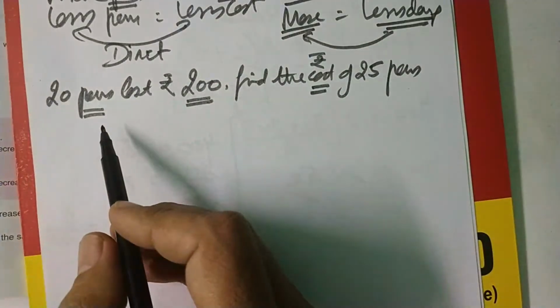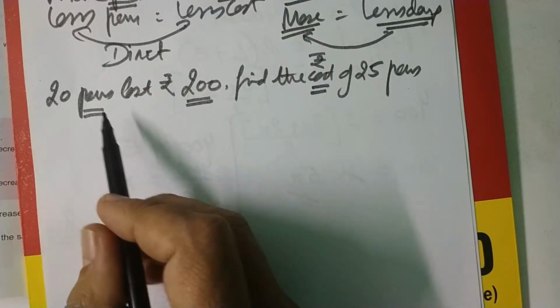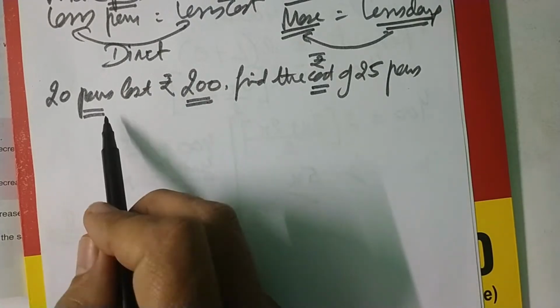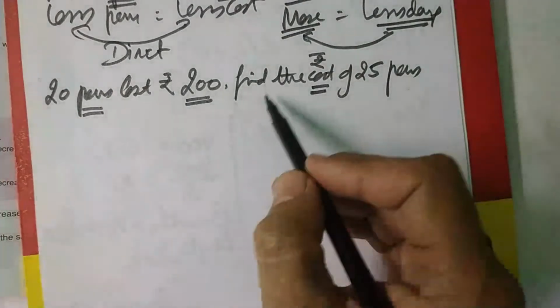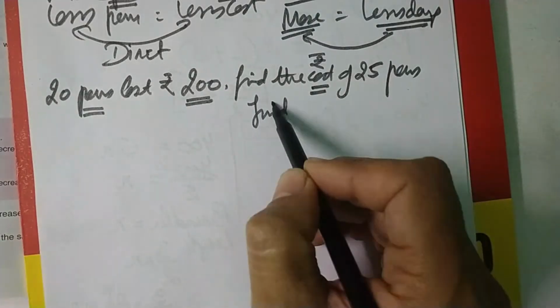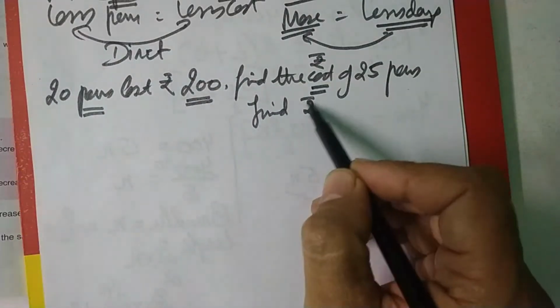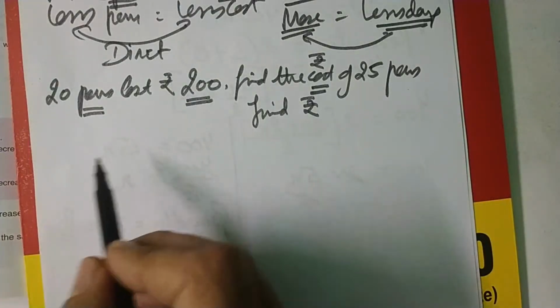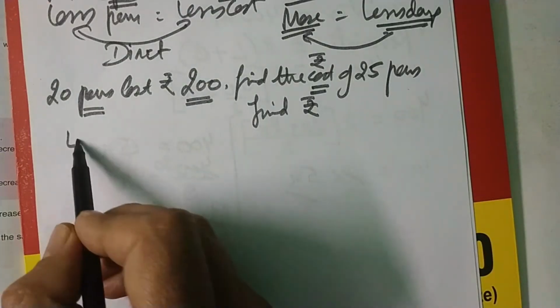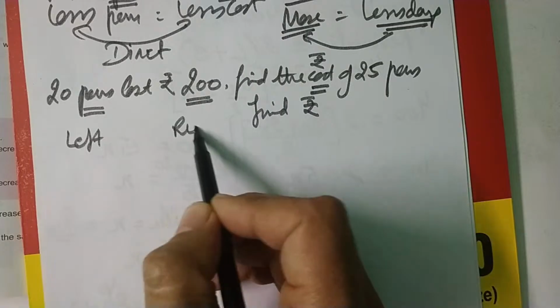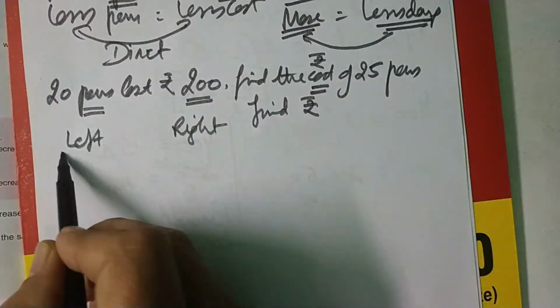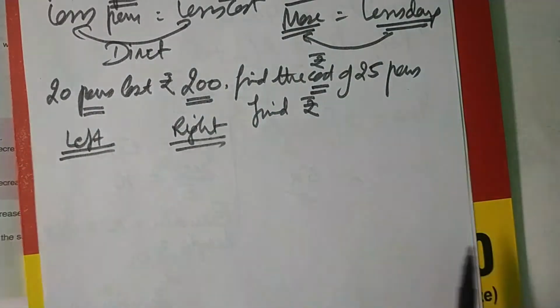So what do you have to do? First, out of the two things, you have to decide which one has been asked. Like it is written find cost, find rupees. So we will keep a left side and a right side. I am telling you a simple method which will help you in solving numericals in higher classes.